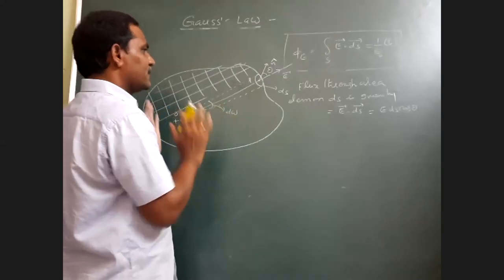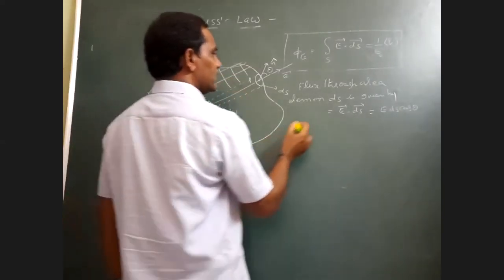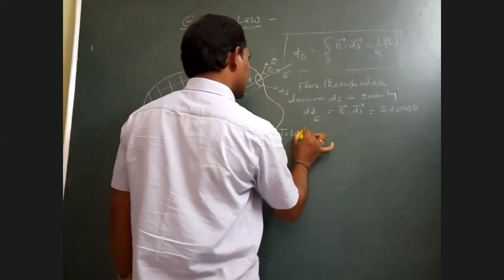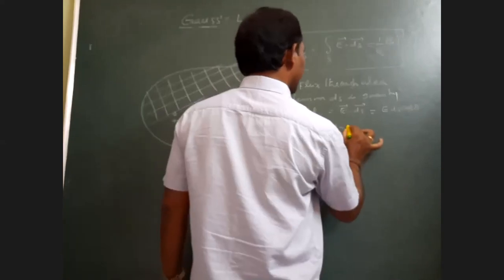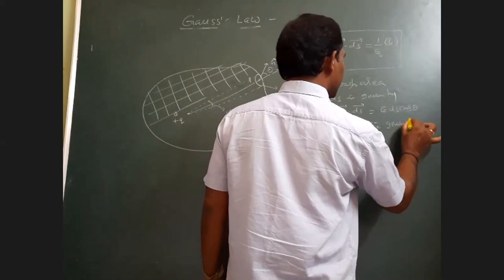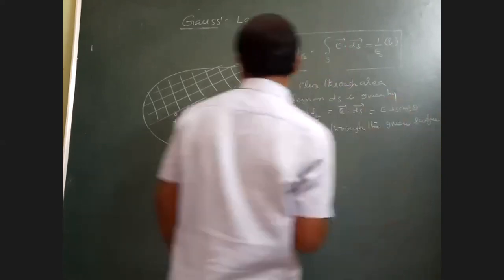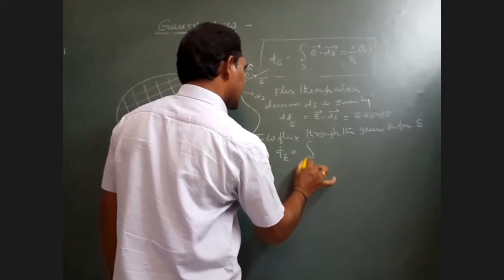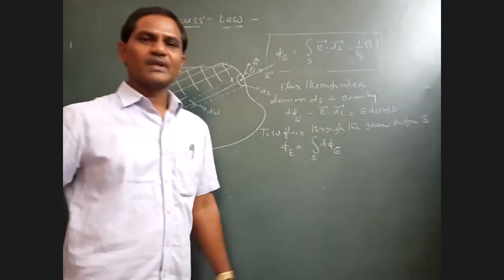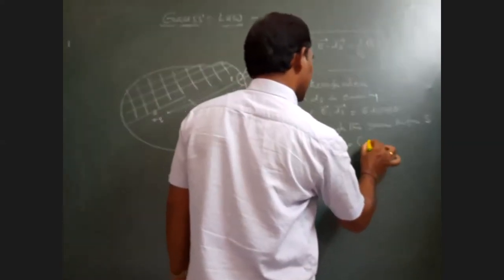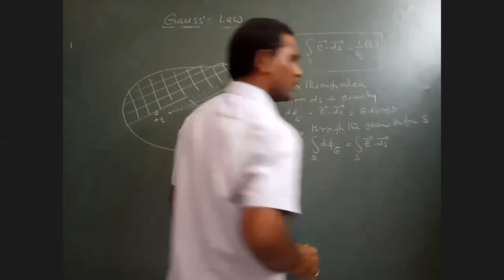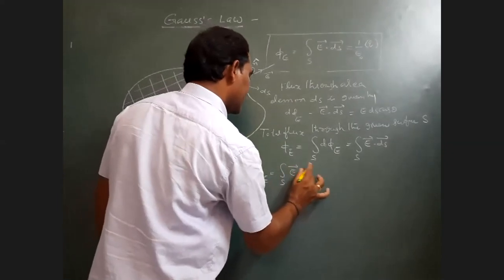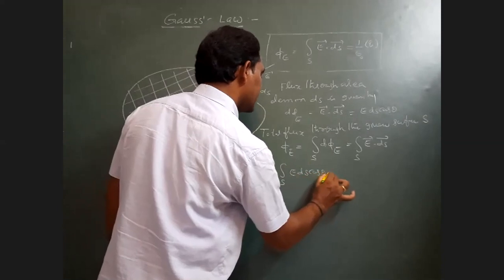So by summing, the total flux through all the area elements, flux through the small element I am writing d phi. Then the total electric flux through the given closed surface S, this is the total surface area S, is phi E equals the surface integral of d phi E, that equals integral over S of E bar dot ds bar, which is E ds cos theta, equation 1.